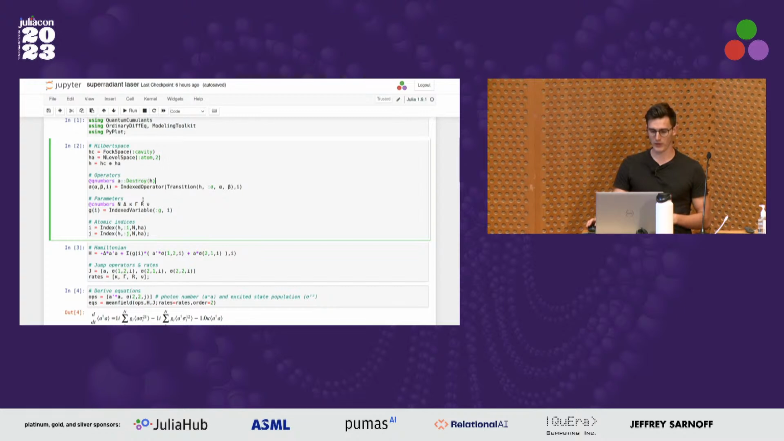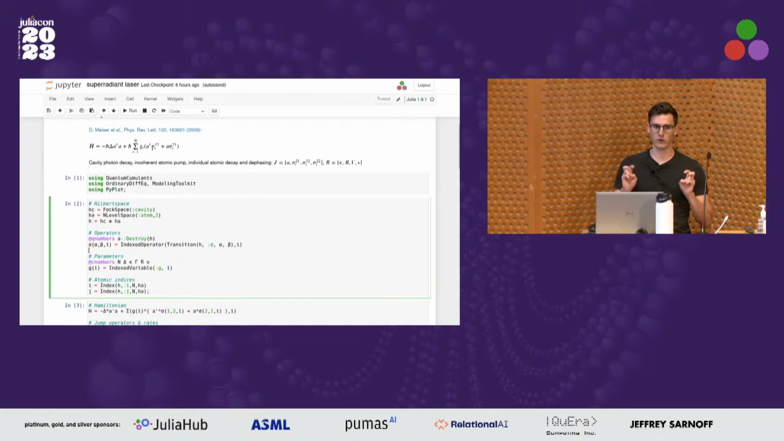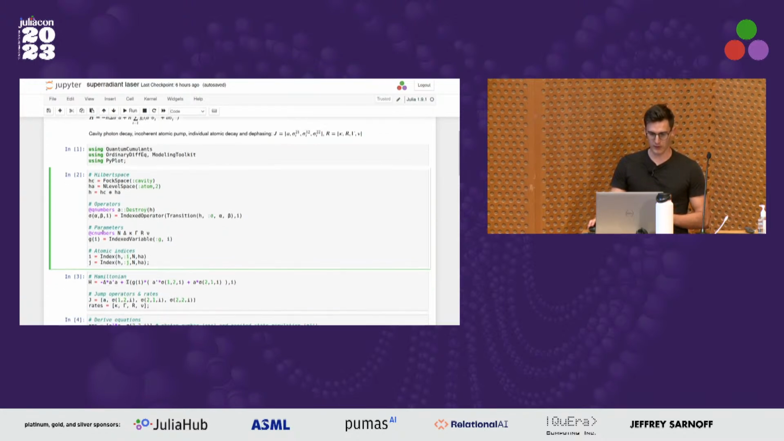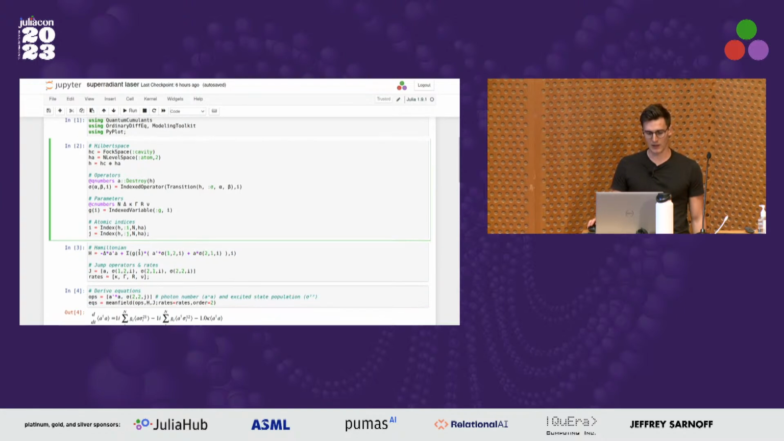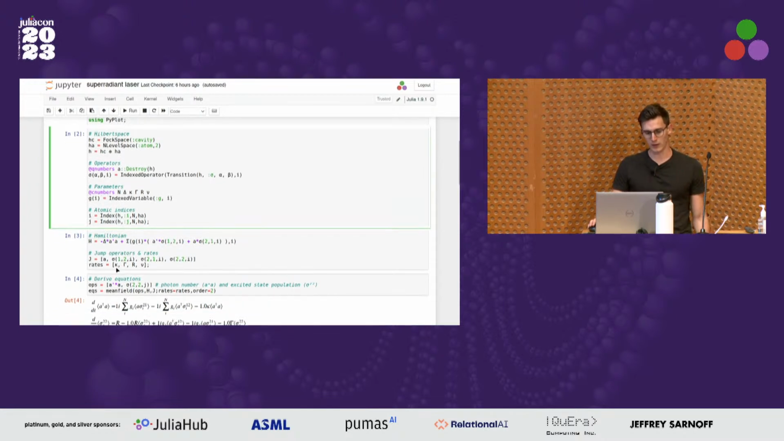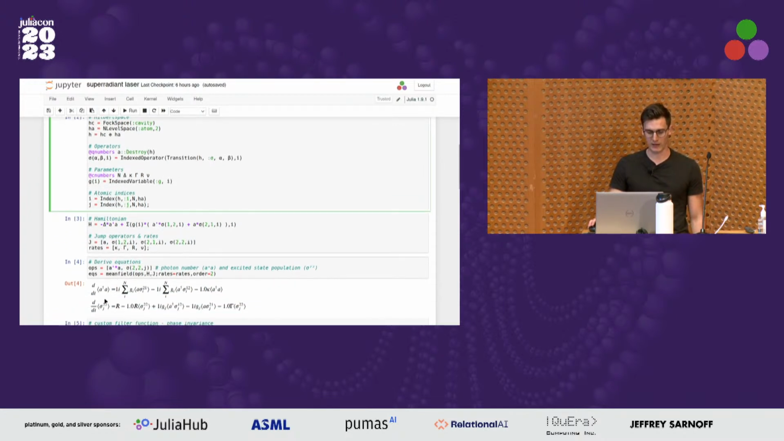define again our operators. And the special thing here is that we do not only have a normal transition operator, but we have a transition operator with an index, which we can define by this indexed operator. So we have operators which carry an index i. Good. Then, defining again symbolic parameters, where we can also have index variables, we can simply define our Hamiltonian and, again, jump operators and rates, and use it in the meanfield function to get, again, the set of equations which describe our system.